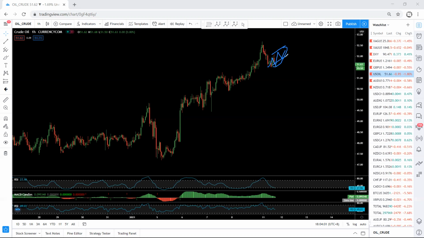It depends. Maybe the price can correct here and even break this top. But if it moves in a corrective way, we are not going to look for buy. Anyway, we don't have any trade setup right now, and we just follow the chart.